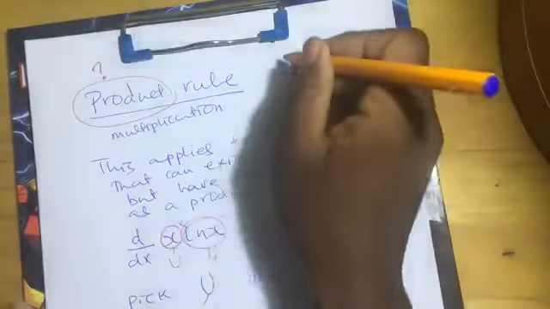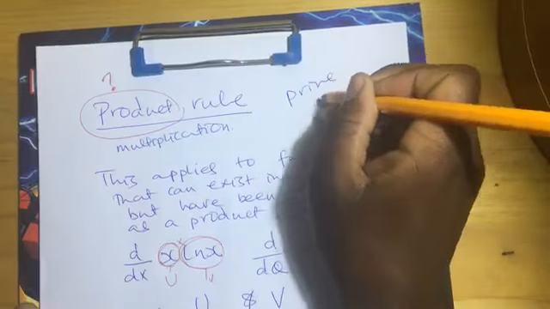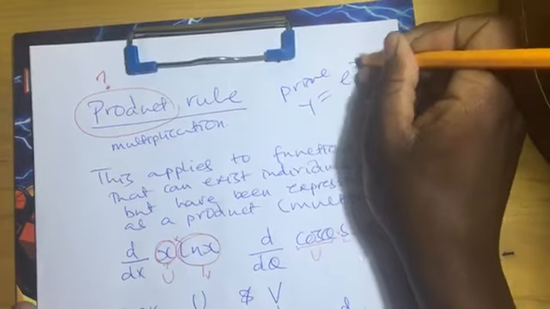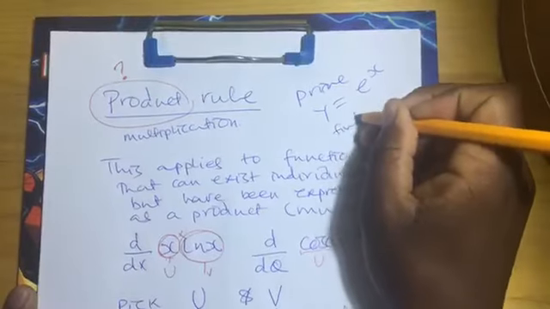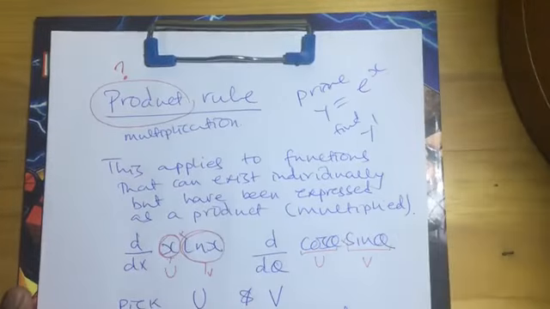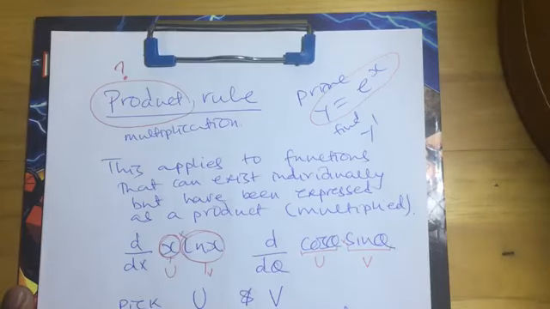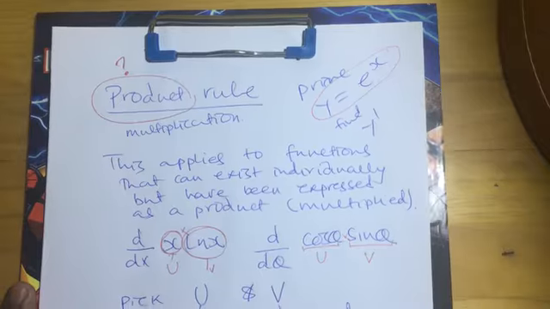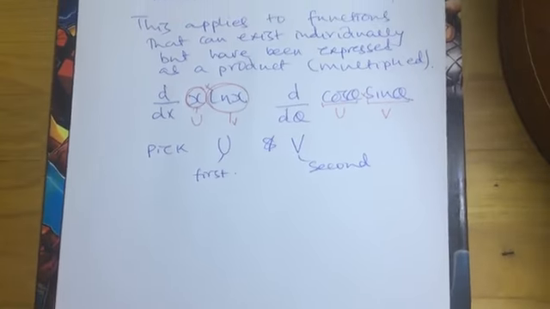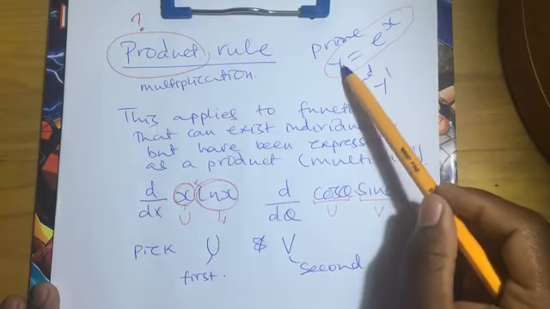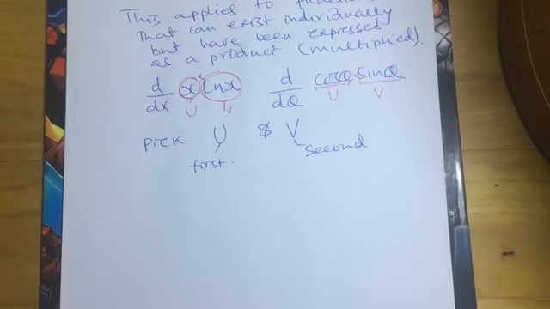The product rule, remember, do you remember the word prime? Prime. If I say y is equal to maybe e to the power x, and they say find y prime. Y prime basically means find the derivative of the expression for y. You understand? So whenever you hear me say prime, I'm referring to the derivative of that item.